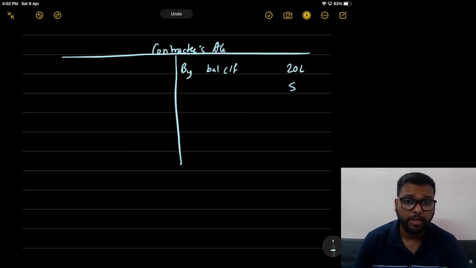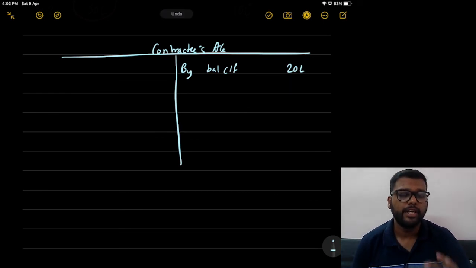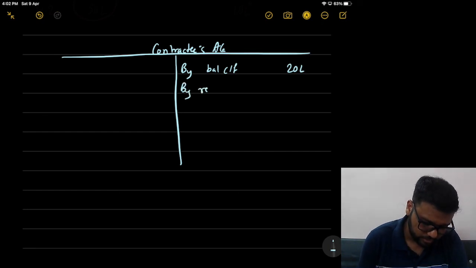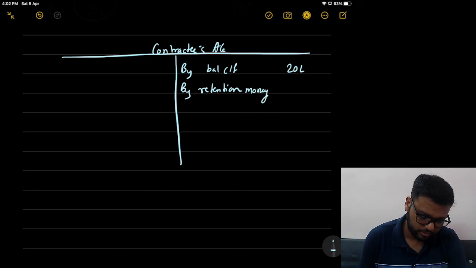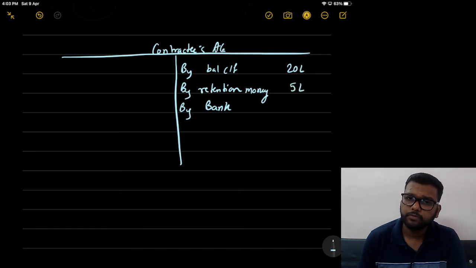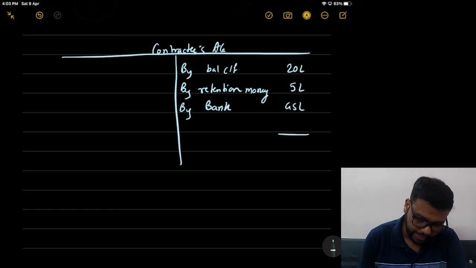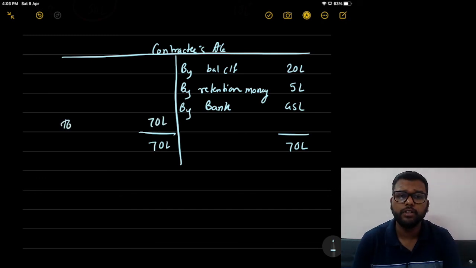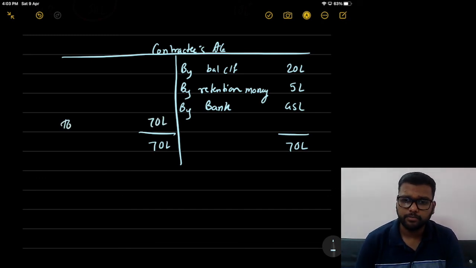Yes. But he will not pay the entire 50 lakhs. He was going to retain 10%. That means retention money will be how much? 5 lakhs. And by bank will be how much? 45 lakhs. 45 lakhs plus 5 lakhs. Will the total be 70 lakhs? Yes. Will that match if you check in contract account? That should match with our certified work.